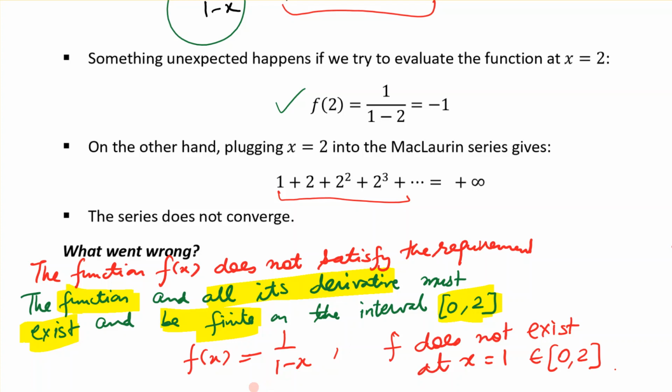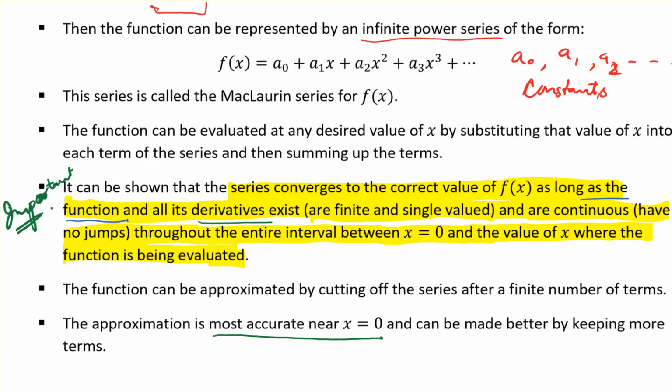So it does not exist at 1, which is in the interval 0 to 2. So it means we cannot really use this series. That's why the series does not converge. So just remember that the series converges to the correct value only if the function and all derivatives exist and there are no jumps throughout the interval between x equal to 0 and the value of x where the function is being evaluated. So don't forget this condition.